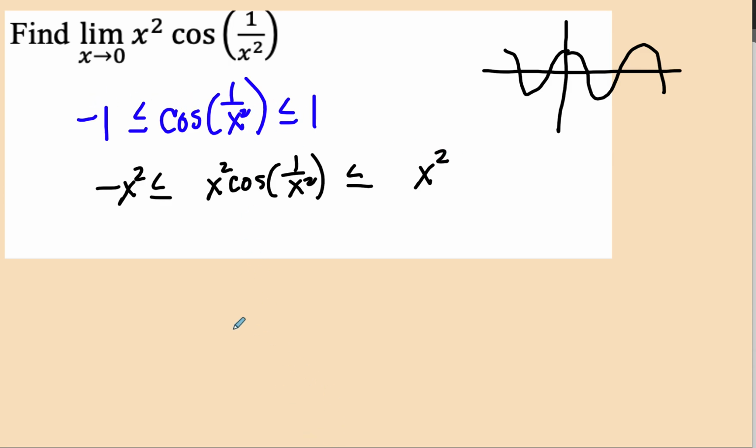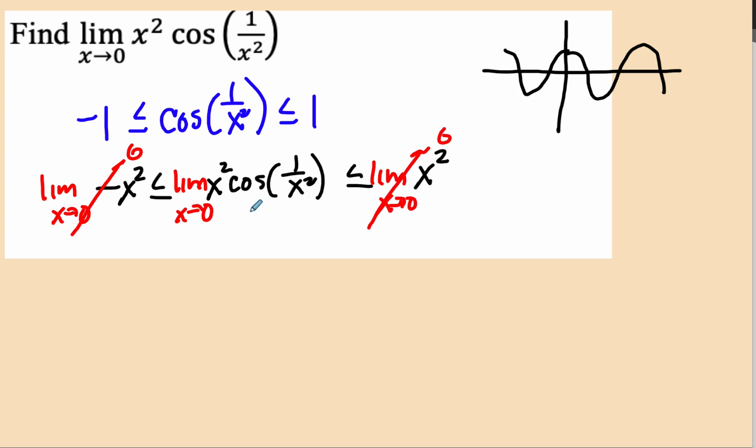Now I'm going to take the limit as x approaches 0 of all of these sides of the inequality. And I know that this limit will be 0 and this limit will be 0. So this one that I don't know is trapped between them, and I know that this limit will be equal to 0.